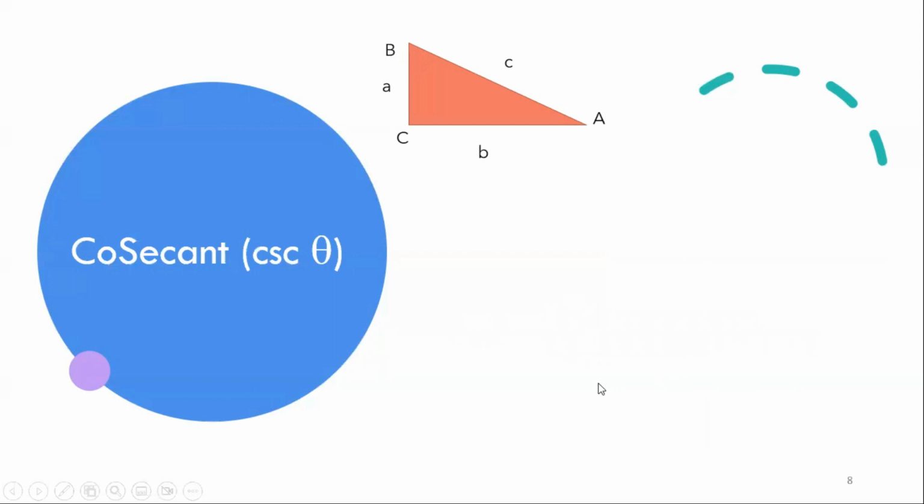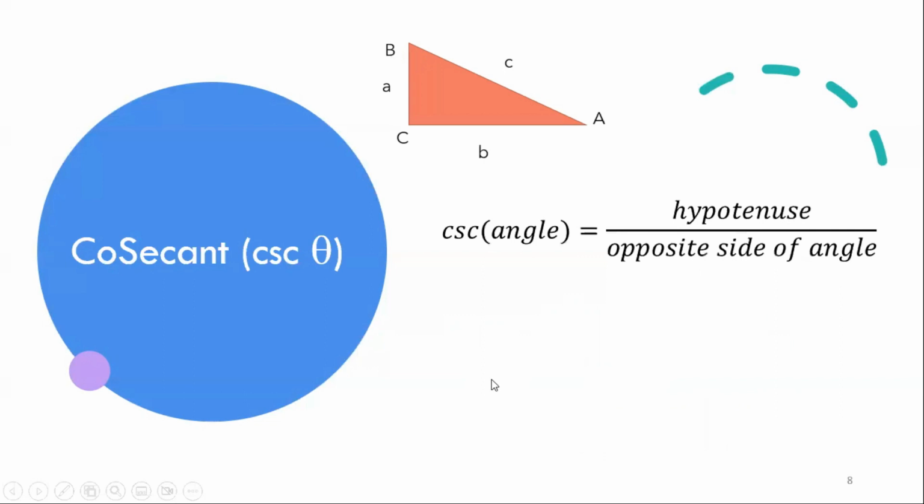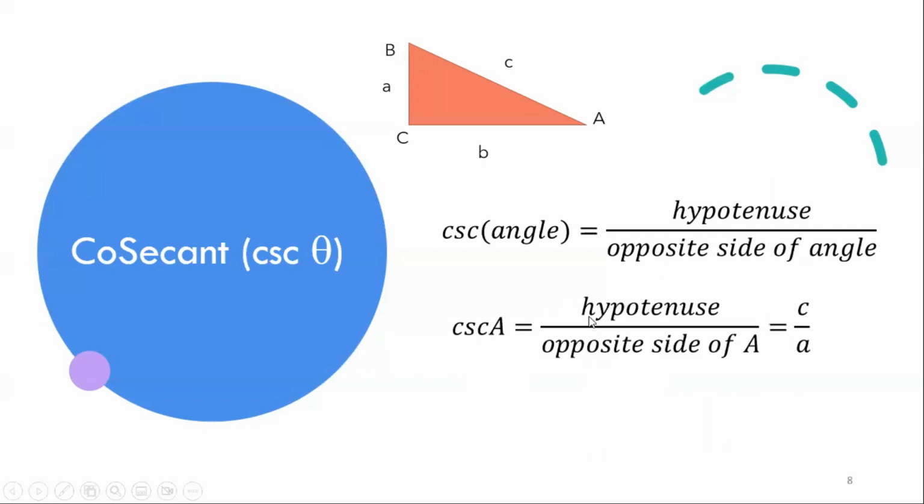Next is cosecant of an angle, or cosecant of theta. So cosecant of an angle is equal to hypotenuse over the opposite side of an angle. So for the cosecant of angle A, it is equivalent to the hypotenuse, which is C, and the side opposite of A is side A. So we have C over A.